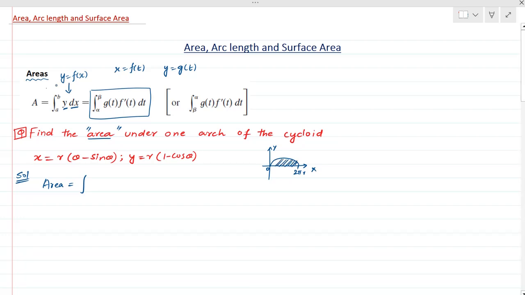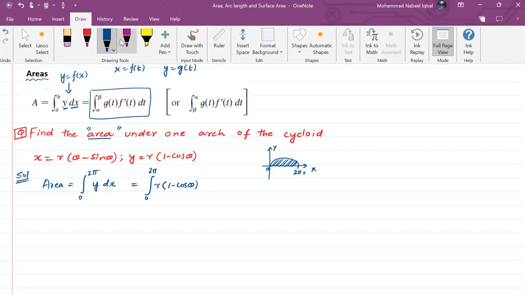So I have to take it. This one is a radius r. So the angle is 0 to 2 pi. So we will take it 0 to 2 pi. Now y dx. So here integral 0 to 2 pi and just substitute the value. So here y is nothing but r, so r times 1 minus cosine theta, and dx.